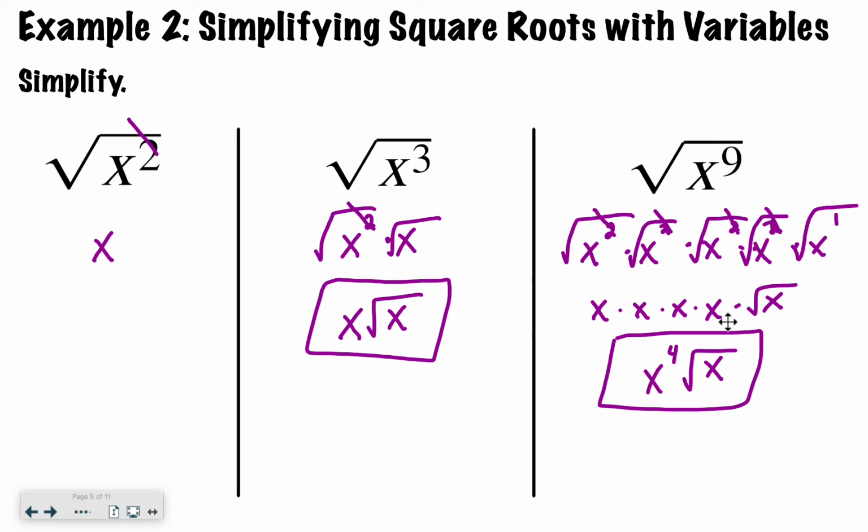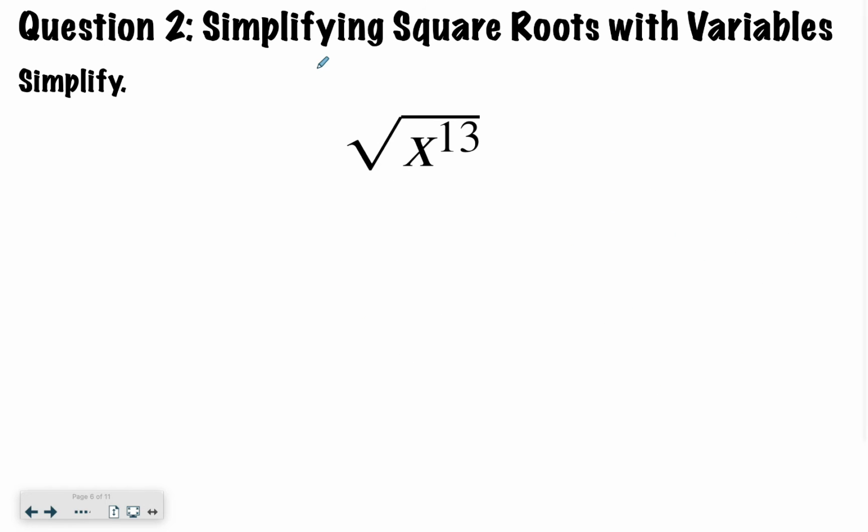A little trick that's nice to know is that when you have an odd number, you're still going to have a variable under the square root. But if you have an even number, everything gets pulled out of the square root. That's why in the first one there's no more square root left. So odd means there's still 1 left under the square root. Even means that the square root goes away from that variable.